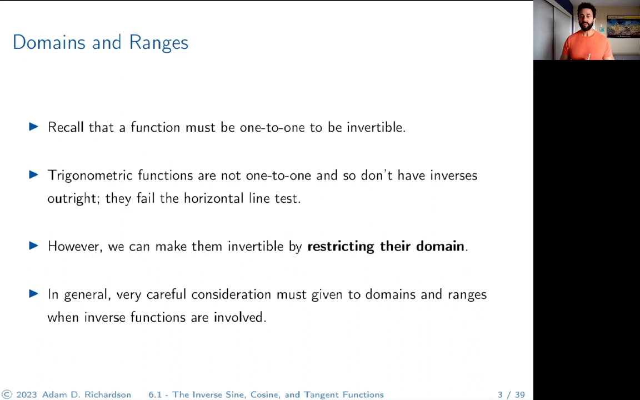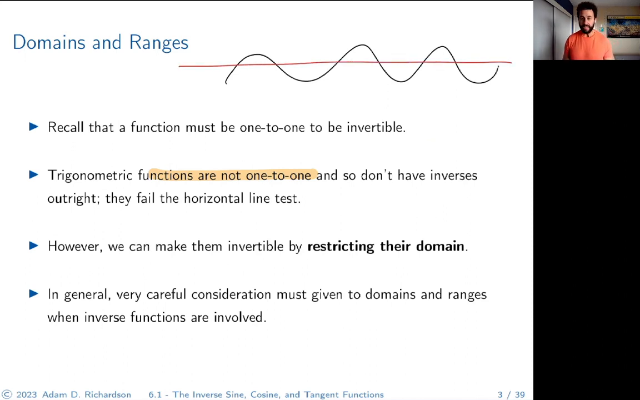First, remember that a function has to be one-to-one in order to be invertible. So we need that property to be true. But the trigonometric functions are not one-to-one, and so they don't have inverses outright. They fail the horizontal line test pretty miserably, right? If you think about, for example, the sine function, if I try to draw a horizontal line through it, it hits the graph many times. In fact, it hits the graph infinitely many times. So when you think about the sine function defined on the real line, it's not invertible that way. So what do we have to do?